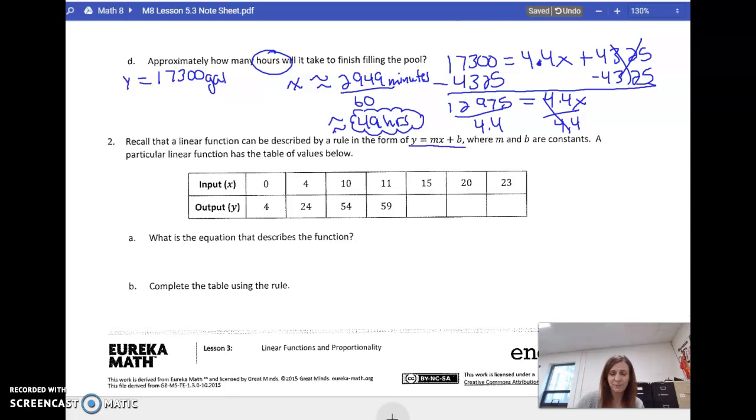So we have this table here, right? 0 goes to 4, 4 goes to 24, 10 goes to 54. So it's a function. All our inputs have different outputs so far. And it wants to know what is the equation that represents the function. So here is a hint.